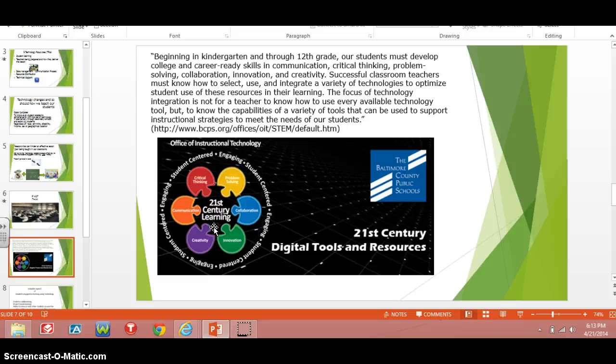So with the Baltimore County Public Schools dealing with the 21st century digital tools and resources, the focus of technology integration is not for a teacher to know how to use every available technology tool, but to know the capabilities of the variety of tools that can be used to support instructional strategies to meet the needs of the students, which is student-centered, engaging learning.